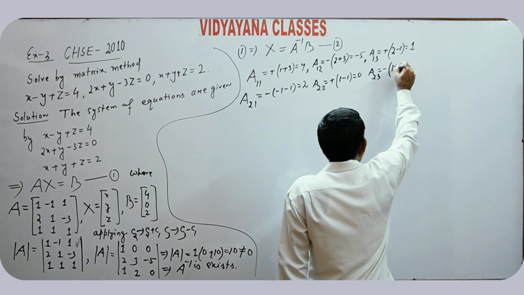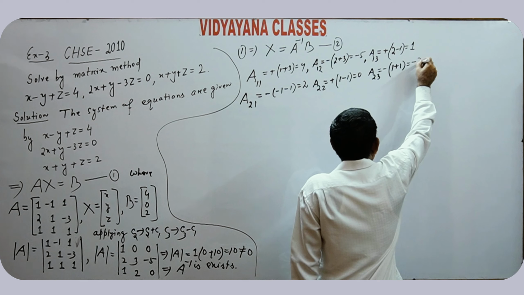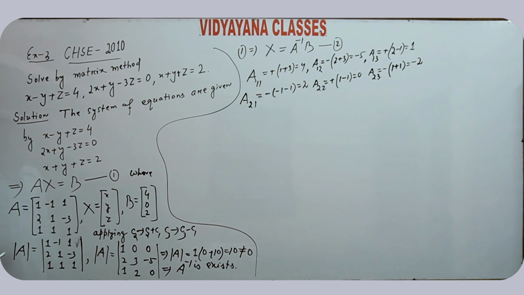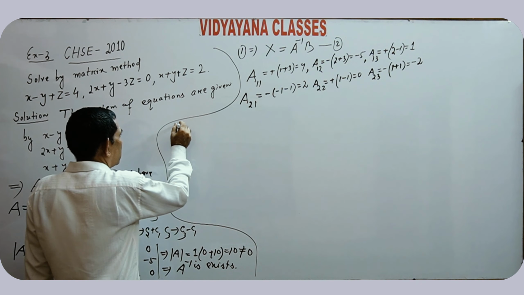Deleting the second row and the third column, 1 minus of minus 1 that is plus 1. The result is minus 2. A31.